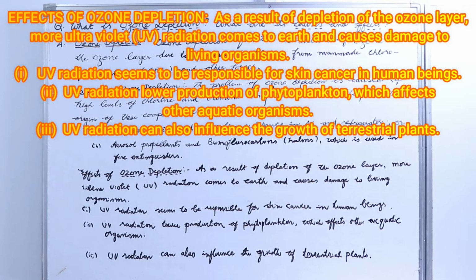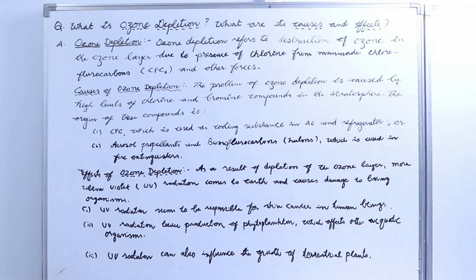UV radiation can also influence the growth of terrestrial plants. Which are the terrestrial plants? The plants which you have on our Mother Earth, the planet.